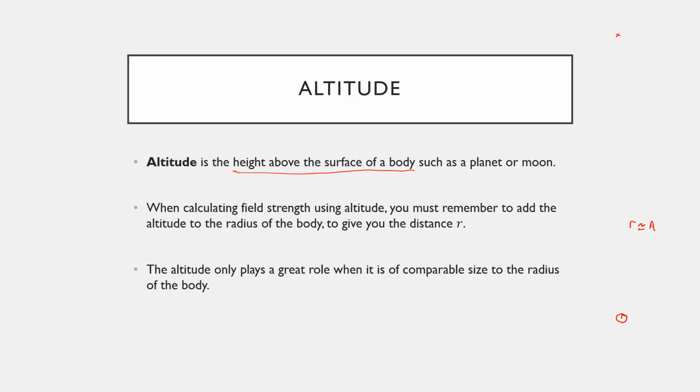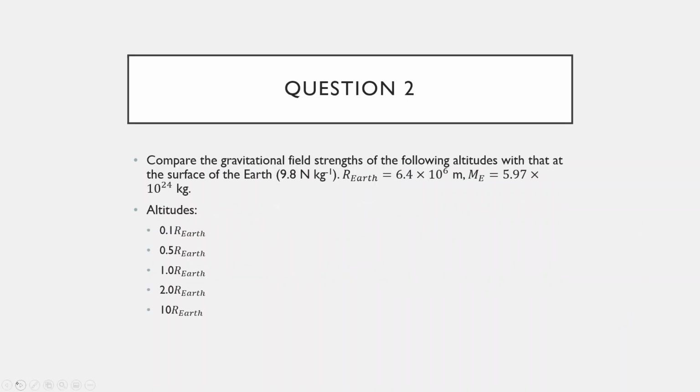So let's see how we can use altitude in a question. Here's a question. Compare the gravitational field strengths at the following altitudes with that at the surface of the Earth, which we're taking to be 9.8, and there is some data there about the Earth. It's asking us to work out the gravitational field strength at an altitude of, first, 0.1 Earth radii. What does that look like?